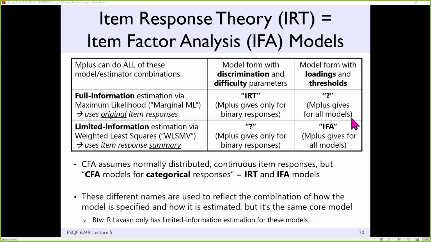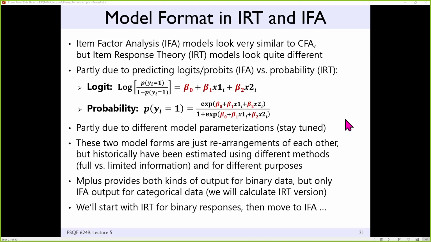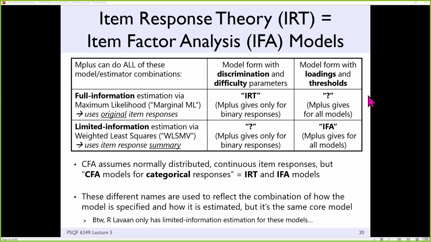All right. So here's where the vocabulary comes in, and this is a good place for us to land, I think. The combination of how the model is phrased and how the model is estimated is what creates the vocabulary terminology. There are two different versions I'm going to show you in terms of what the model parameters are. One is discrimination and difficulty, and if you use that version of the model and you use full information maximum likelihood, that is what's called IRT.